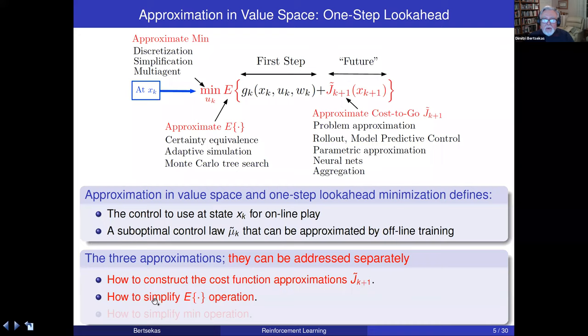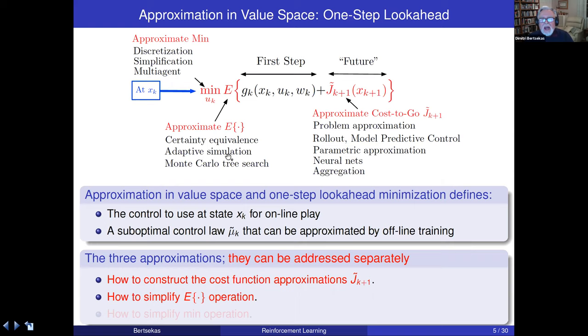The second type of approximation is how to simplify this expected value operation, which can be expensive. We have several possibilities here. One is to simplify the probability distribution of WK, and in particular, make it deterministic. So choose a typical value for WK, let's say its expected value, and stick it in here in place of the random variable. Now the expectation disappears, because WK is only a single value. This is called certainty equivalence. It is correct to use certainty equivalence in linear quadratic problems, as we saw in the previous lectures. On the other hand, in just about every other case, it is not correct to use certainty equivalence. However, we still may use it as an approximation to simplify the expected value.